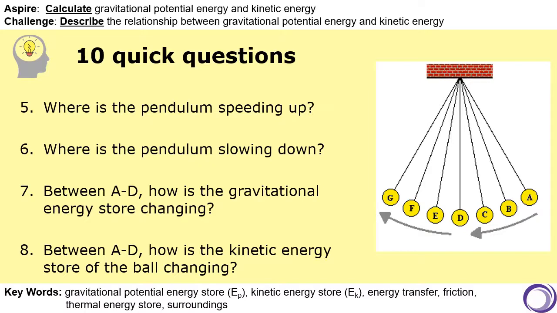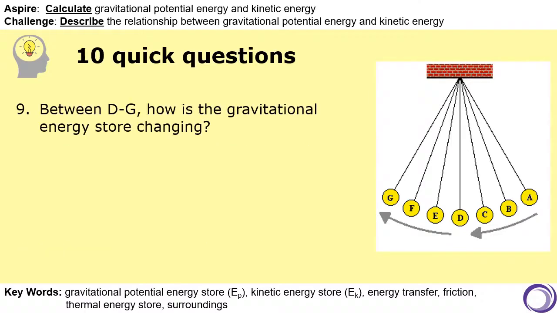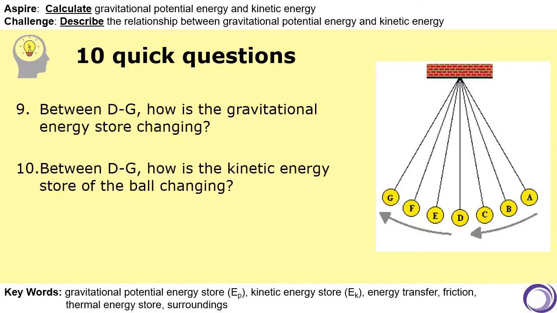Okay, get ready for question 9. Question number 9, between positions D and G this time, how is the gravitational energy store of the pendulum changing? And then final question, between positions D and G, how is the kinetic energy store of the ball changing? So as the pendulum moves from D to G, what happens to the kinetic energy store of the ball?